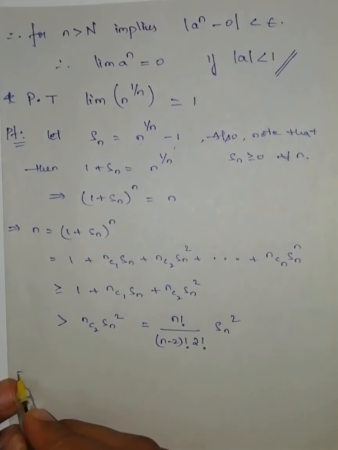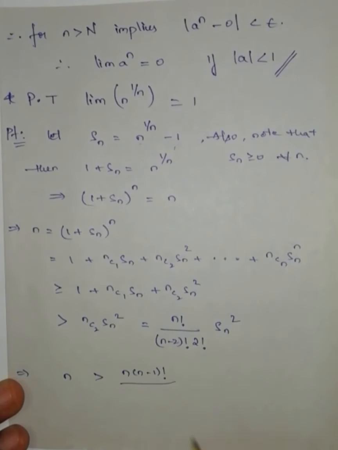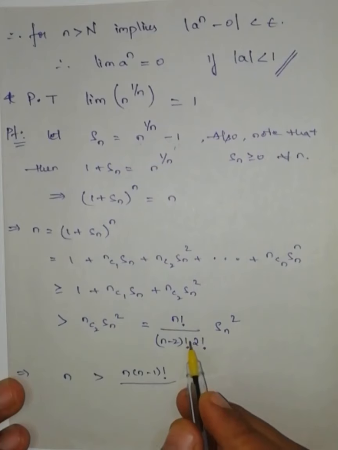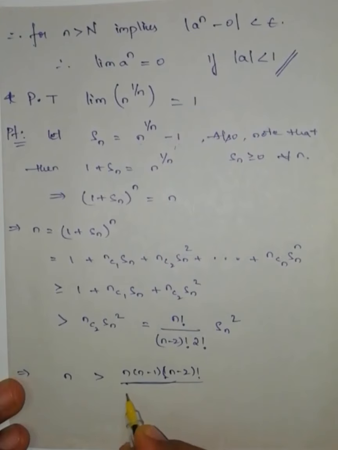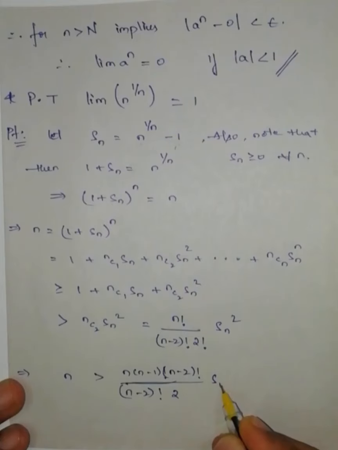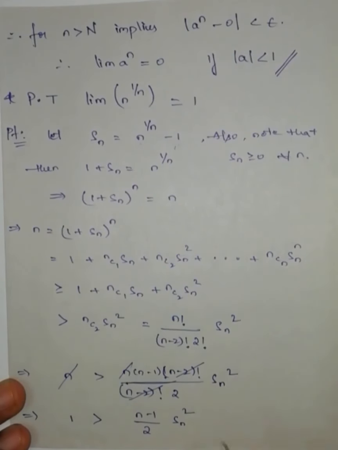So what we got here is n is greater than n factorial, which can be written as n into (n minus 1) into (n minus 2) factorial, divided by (n minus 2) factorial into 2 factorial, which is nothing but 2, into Sn square. The n cancels, and (n minus 2) factorial cancels. We are going to get 1 is greater than (n minus 1) by 2 into Sn square.